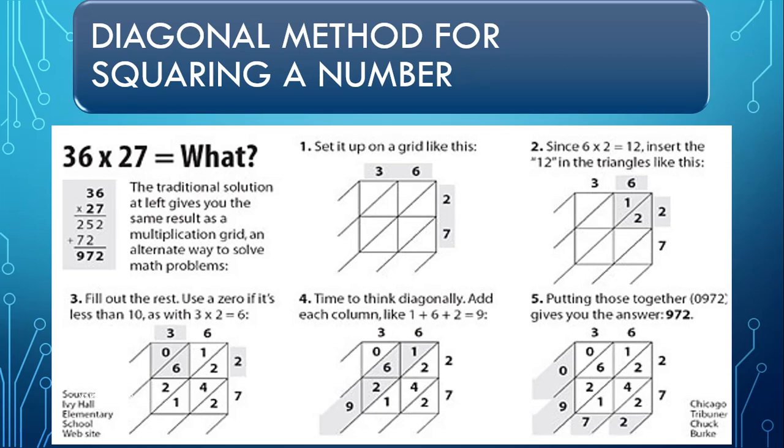Similarly, we fill up all the sections, and after filling up, we have to add diagonally. When we are adding diagonally, 1 plus 6 plus 2 we get 9. Putting those together, 2, 7, 9, 0, we get 972 as the answer of 36 into 27.